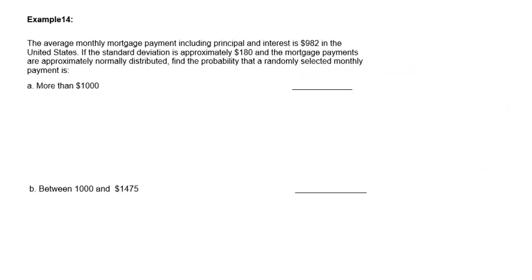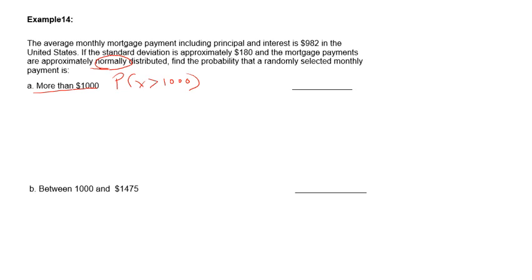Okay, here we go with example number 14. Again, I'd suggest pausing the video here. I'm about to work it. Alright, if you look at this particular problem, they want you to find the probability that a randomly selected mortgage payment is more than $1,000. So they're looking at the probability that X is larger than 1,000, right?